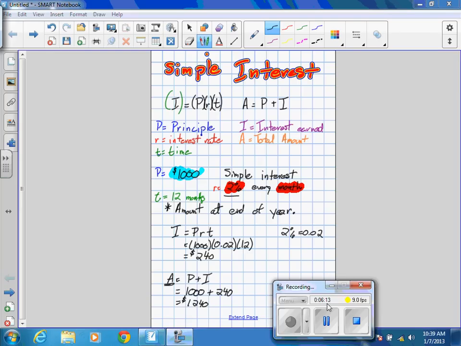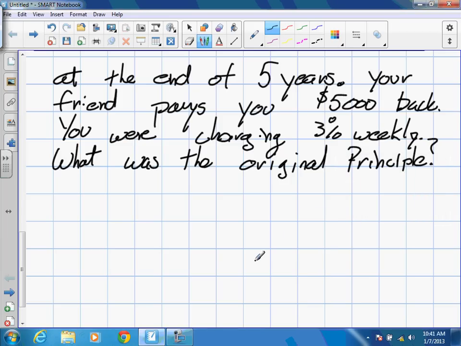Okay, so since we understand simple interest, we're going to do something that's a little more complicated. We're going to try to solve for something else here. Your friend pays you back $5,000 after 5 years. Okay? You were charging him 3% weekly. You are a shark. And what was your original principal? So how much did your friend originally borrow from you? That's what we need to figure out.